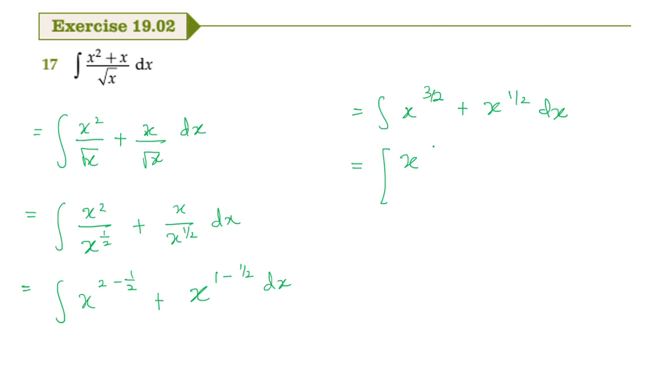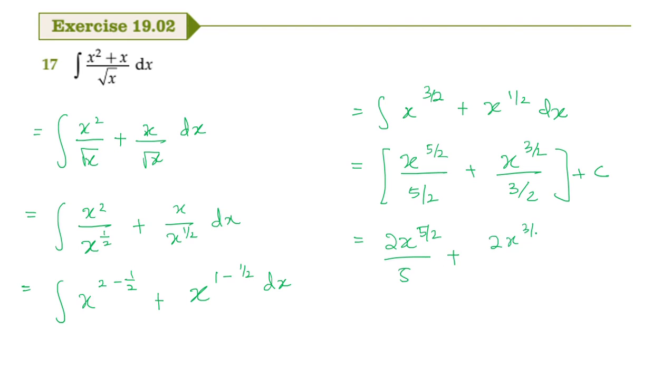So 3 over 2 plus 1 is 5 over 2. Divide by the new power. 1 over 2 plus 1 is 3 over 2. Divide by the new power again. And put plus c. You might change it to 2x power 5 over 2 over 5 plus 2x power 3 over 2 over 3 plus c. Alright, that's it. Actually you can simplify it more, but it should be enough.